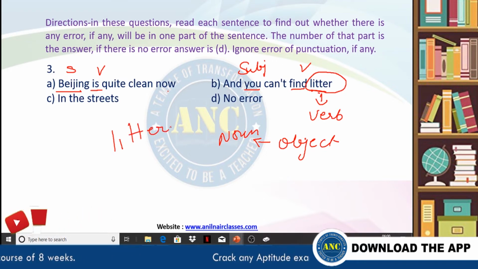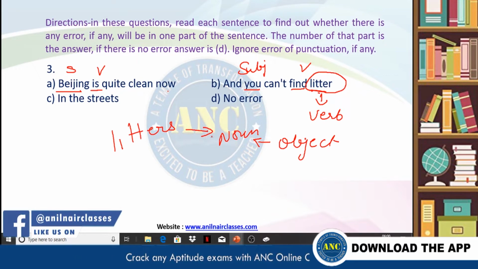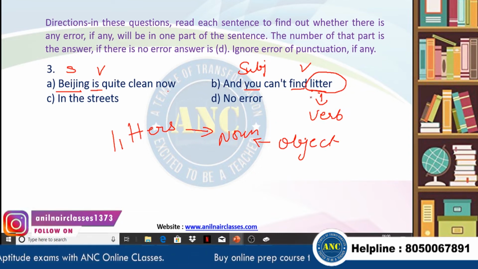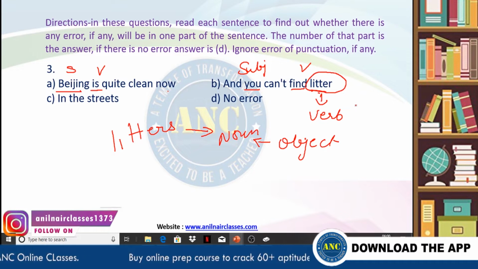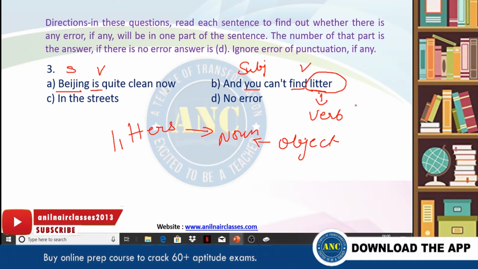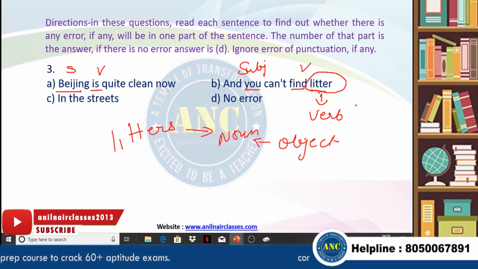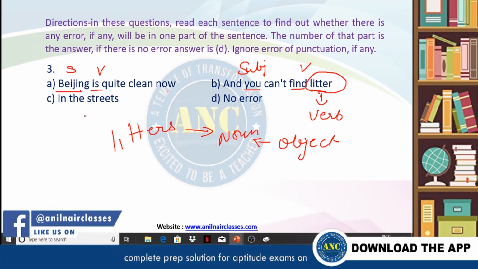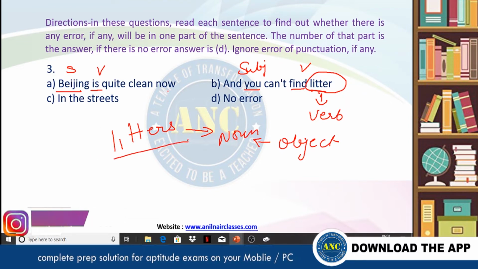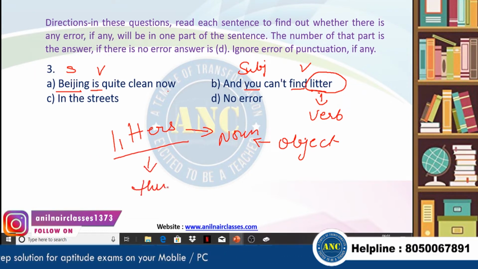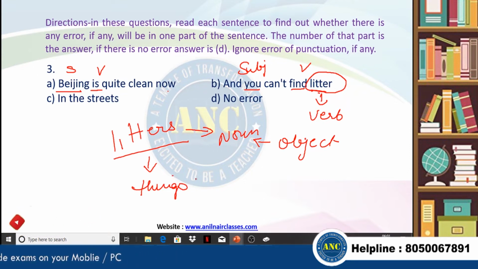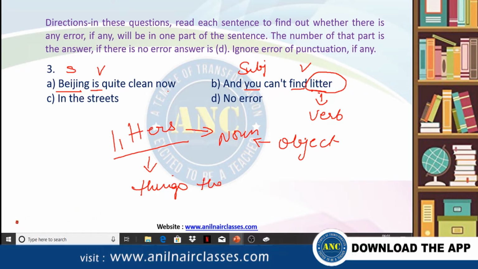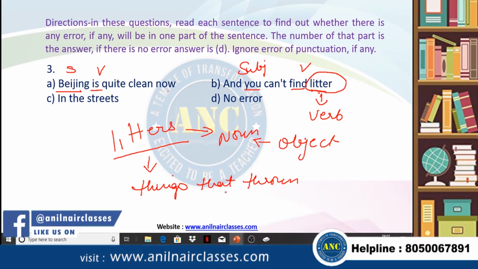Litters is a noun. The word litter, if you put S, then it becomes the noun, right? So when you say litter, that is the act of throwing things here and there. You must have heard from your moms: don't litter around the house. Don't keep throwing things here and there, right? But litters are the things which are thrown, right? Litters refers to the things that are thrown around, right?